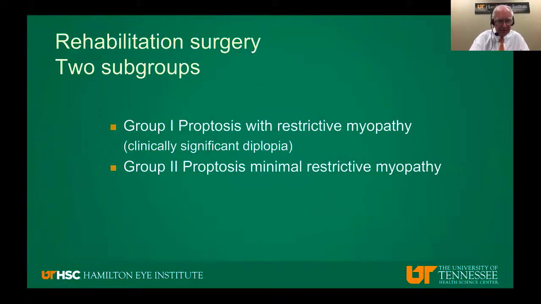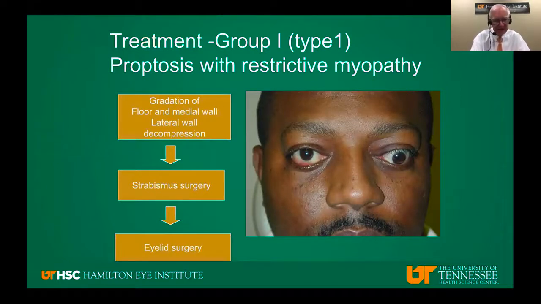What I have learned to do, and I'm not proposing these groups, I just use these subgroups from my decision process within orbitopathy. If they have proptosis with significant restrictive myopathy, clinically significant diplopia, that's group 1 to me, the group where I'm going to have one discussion. Group 2 is proptosis with minimally restrictive myopathy. The reason for that, and I'll go back to this, is that floor and medial wall decompression has a known incidence of diplopia as a complication of the procedure. These patients already have diplopia, so it's not a complication. You're just going to move their double vision around a little bit, and then you can do strabismus surgery.